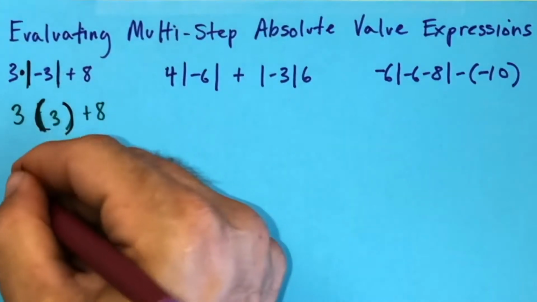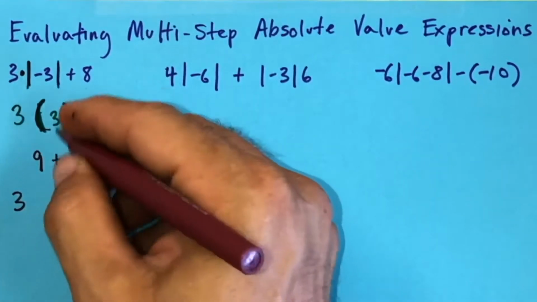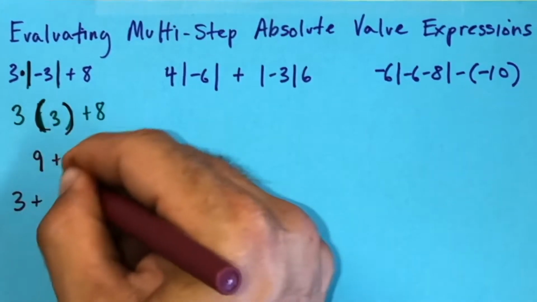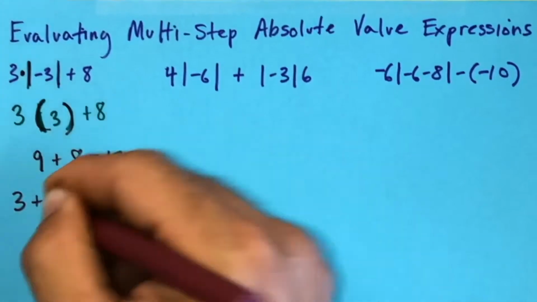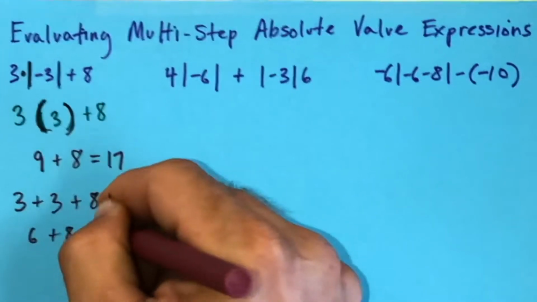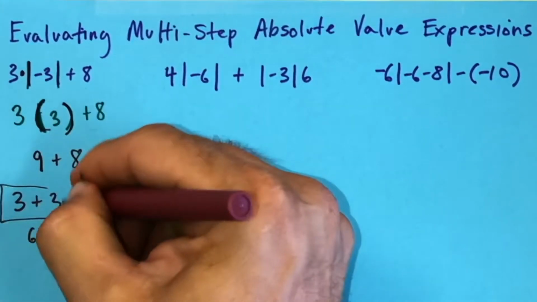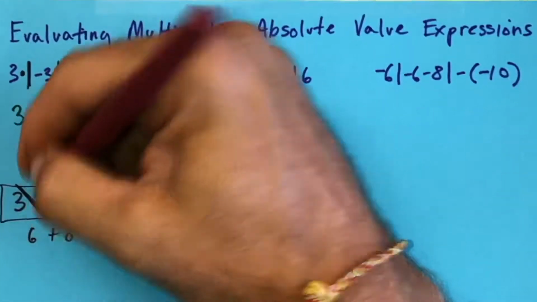multiplication. The mistake could be that you could take the 3 and say, okay, absolute value of 3 is plus 3, and then you end up with an answer like this where you added instead of what you should have done and multiplied.